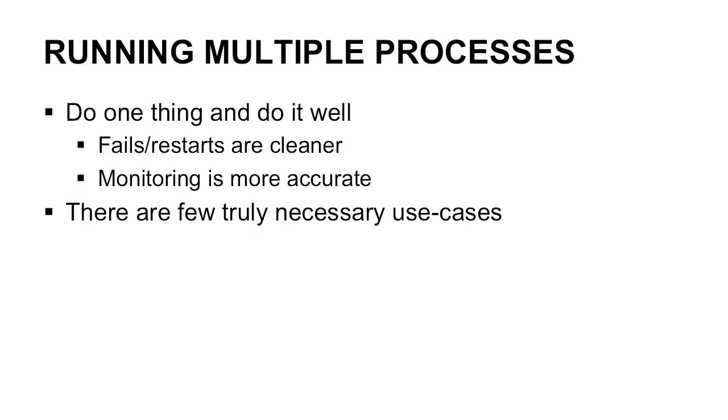Okay, next up, you'll want to avoid running multiple processes in one container. As a general rule, you want a container to do one thing and do it very well. Now, you're totally legally allowed to run multiple processes in one Docker container. Some of the disadvantages that you run into is that failures and restarts are simply not as clean. What if one of those processes fails, but the other one still runs? Well, how do you actually know that that one has failed?